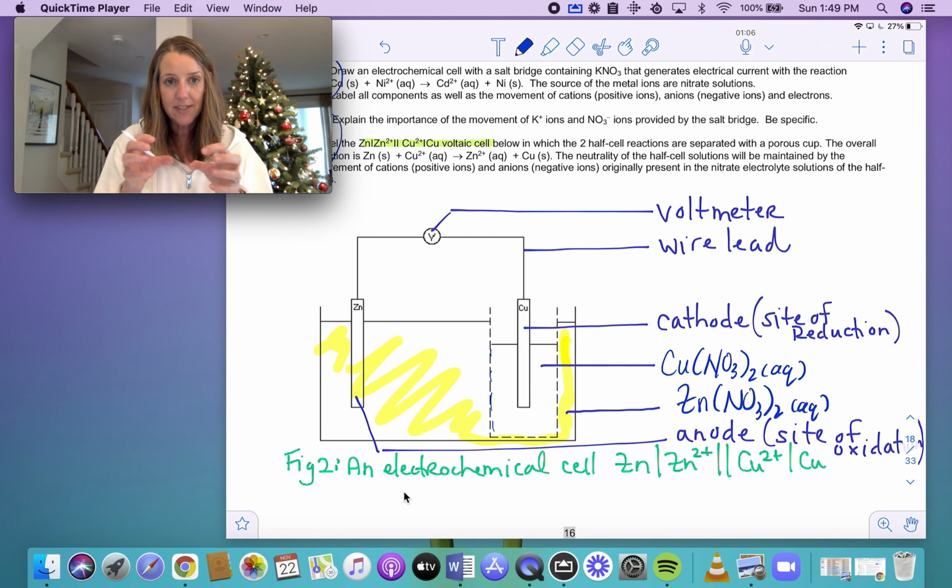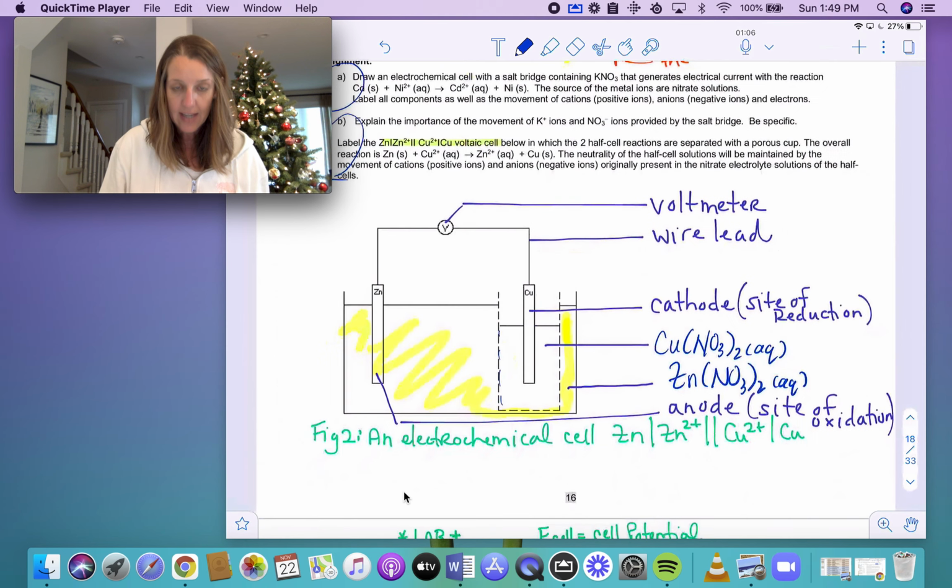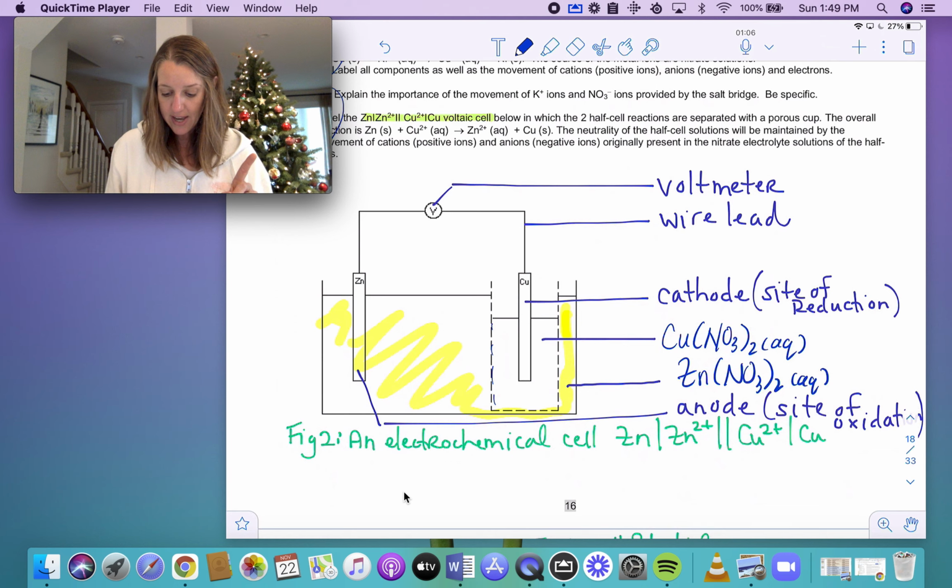So instead of separating out the electrochemical cell, we've just kind of snuck it together. But again, the notation for this cell shows that my zinc gets oxidized at the anode and my copper gets reduced at the cathode, and my double lines that represent the salt bridge can also just show me where the porous cup is.